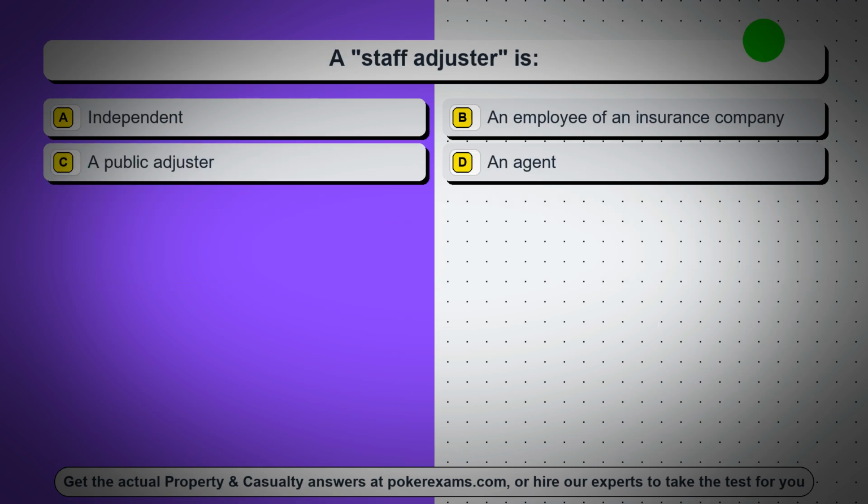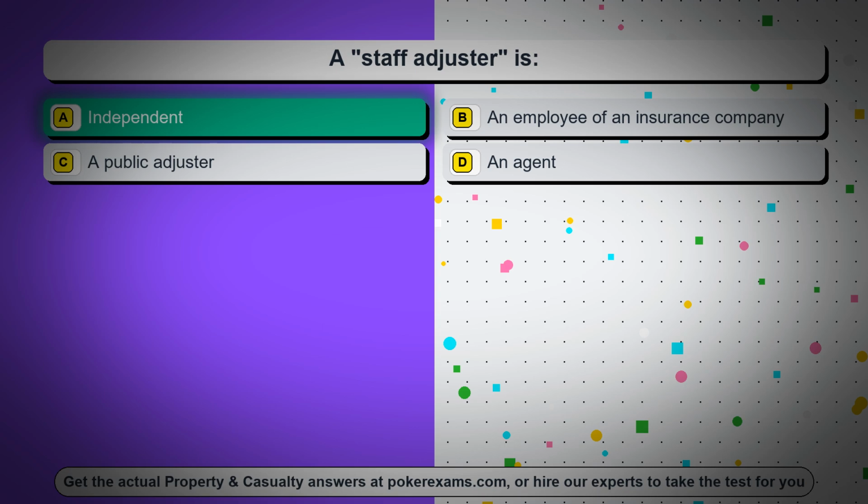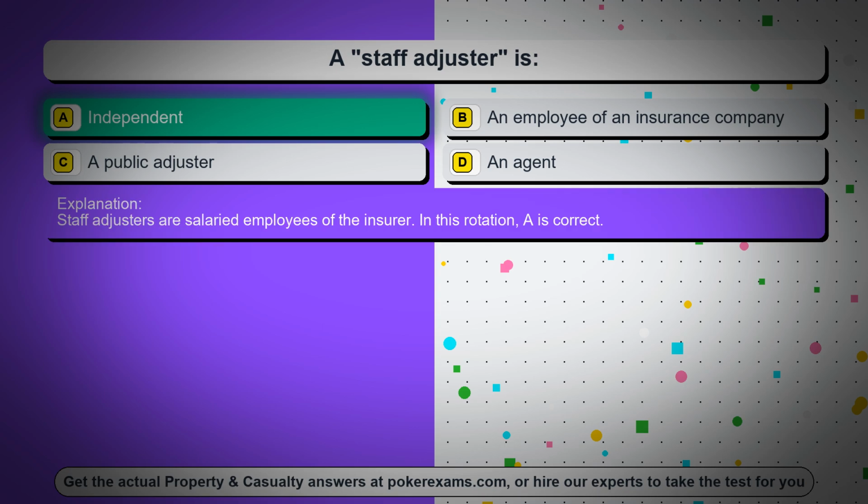Question 78. A staff adjuster is: Option A, independent. Option B, an employee of an insurance company. Option C, a public adjuster. Option D, an agent. The correct answer is option A, independent. Staff adjusters are salaried employees of the insurer. In this rotation, A is correct.